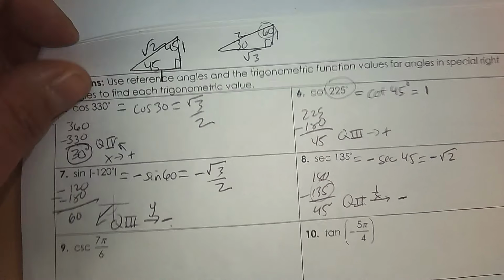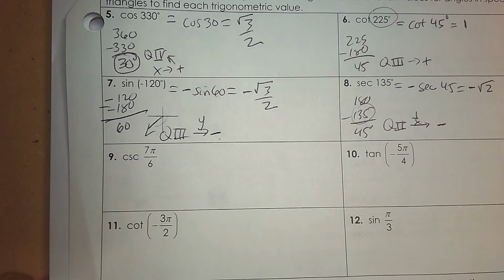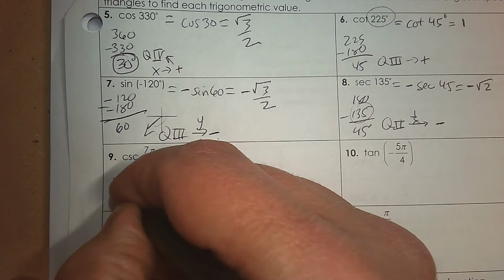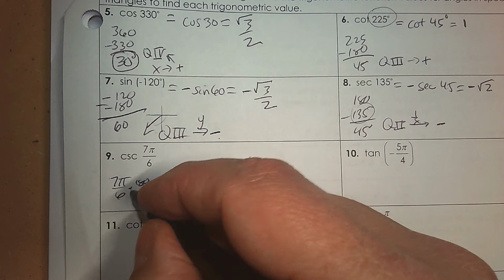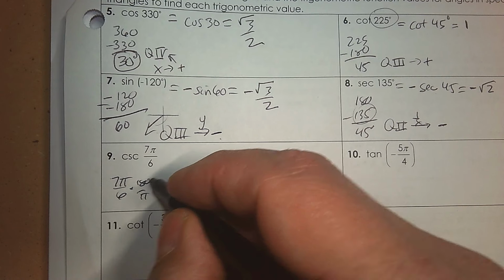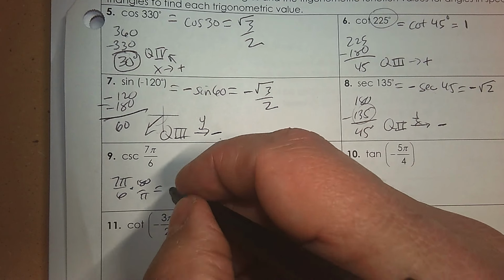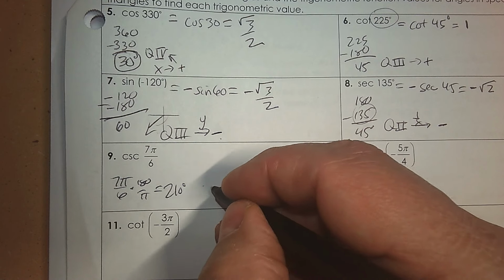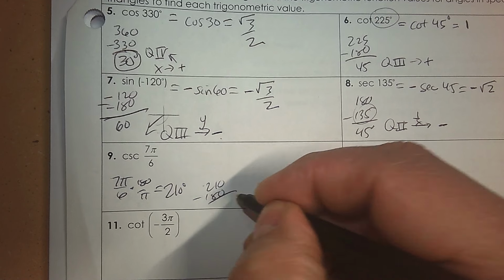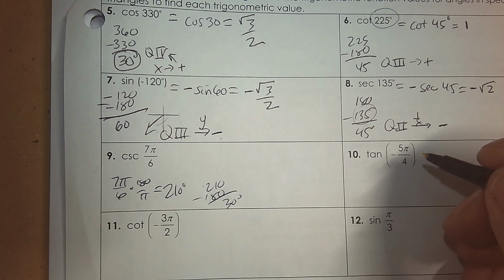Number 9, cosecant, 7 pi over 6. So I'm going to convert it. So the pi's divide out, 6 into 180, 30, so 7 times 30, so it's 210. Then I'm going to go 210 subtract 180 to find the reference angle. So the reference angle is 30.